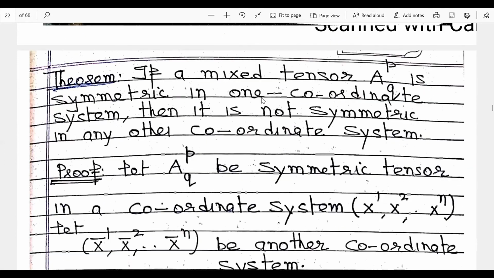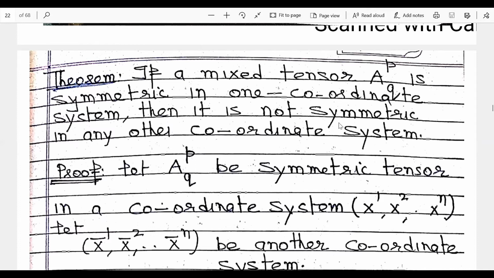Now, if a mixed tensor Apq, where p is contravariant and q is covariant, is symmetric in one coordinate system, then it is not symmetric in any other coordinate system. It means the previous result is applicable only to contravariant or covariant tensors, but it is not applicable to mixed tensors.